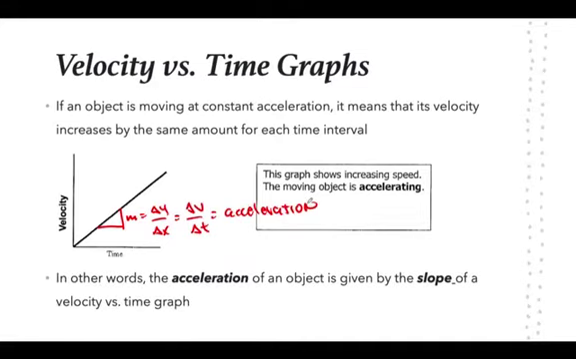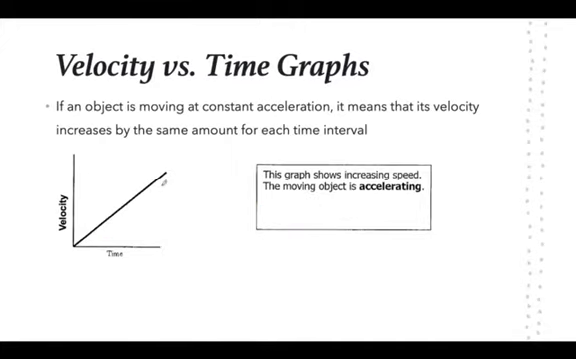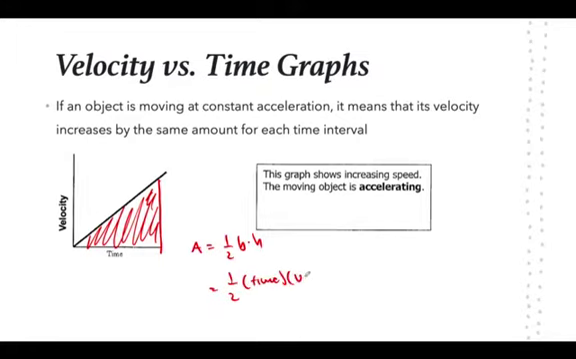So we can say that the slope of a velocity versus time graph is the acceleration of an object. Now, what happens if we try to find the area underneath a velocity versus time graph? What happens if I try to find this area right here? This area looks like a triangle, and I know that the area of a triangle is equal to 1/2 base times height. So in this case, it would be 1/2 time times velocity.